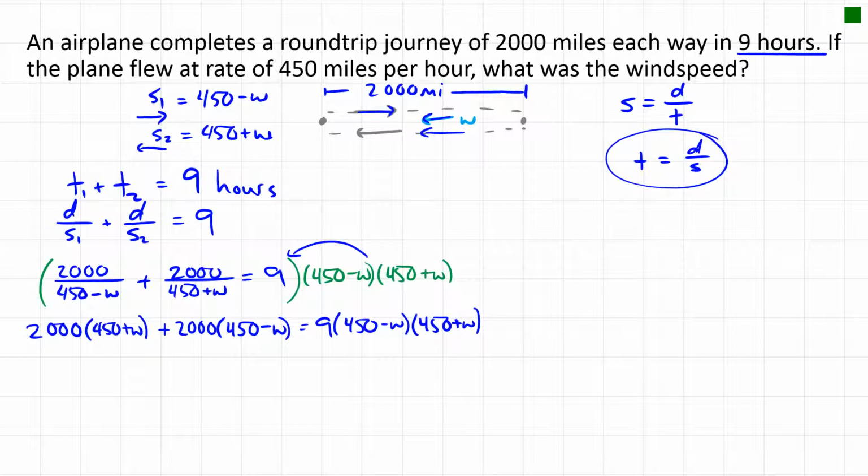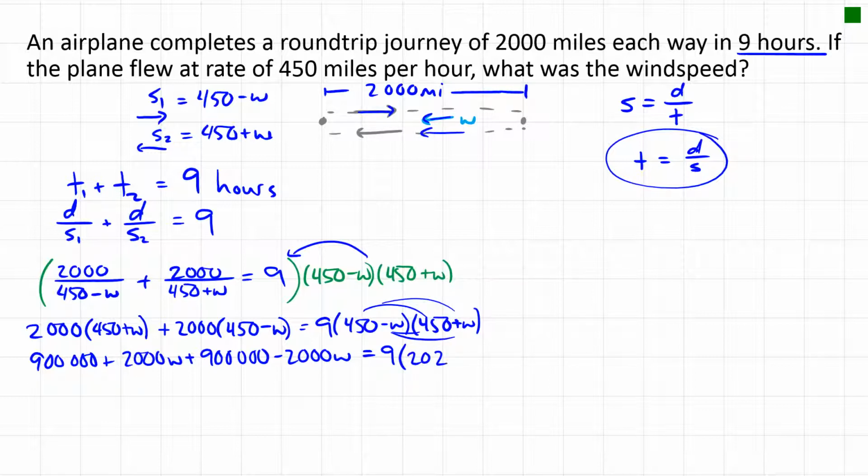So just using my calculator, 2,000 times 450 is 900,000. Be careful with your zeros. Plus 2,000 W, plus another 900,000, minus 2,000 W. And on the right-hand side, I'm going to start just by foiling these brackets. And so when I do that, I'm going to get 202,500 plus 450W minus 450W minus W squared. And we're seeing a lot of cancellation, which is really nice.